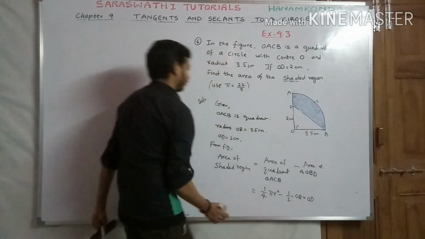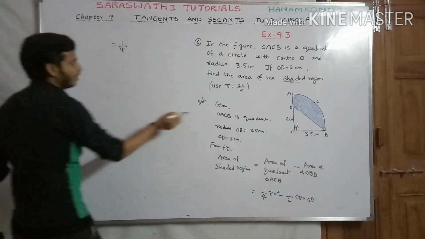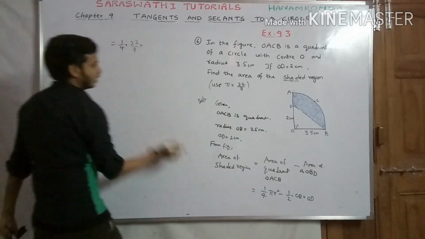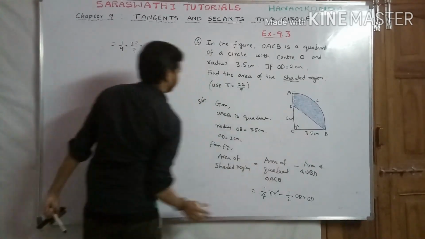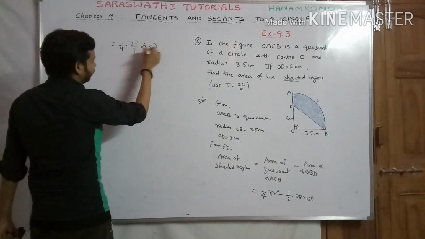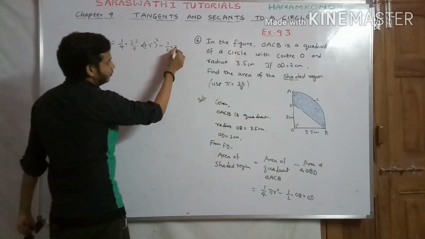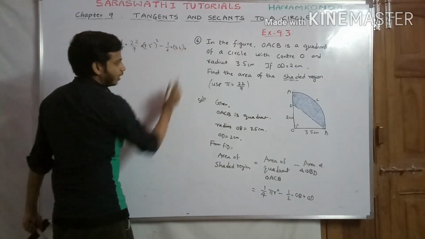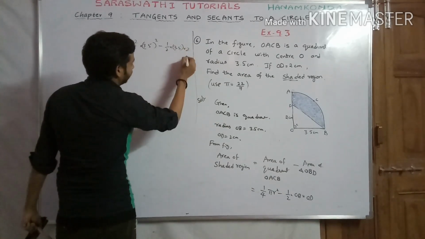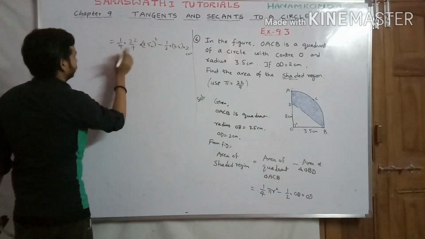So 1/4 of pi r square. The pi value is mentioned to take as 22/7. So 22/7 into r square. The radius of the circle is 3.5, so r square is 3.5 whole square, minus half into OB value, which is 3.5, and OD is 2 centimeters. Centimeter into centimeter is centimeter square.